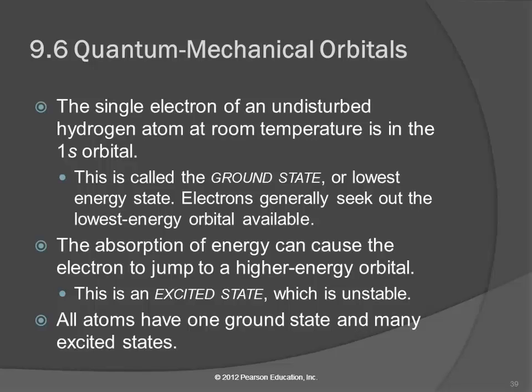So all atoms have one ground state with all of their electrons in their very lowest energy. But they have multiple excited states. They could be excited to different levels, and the electrons can go into different places.